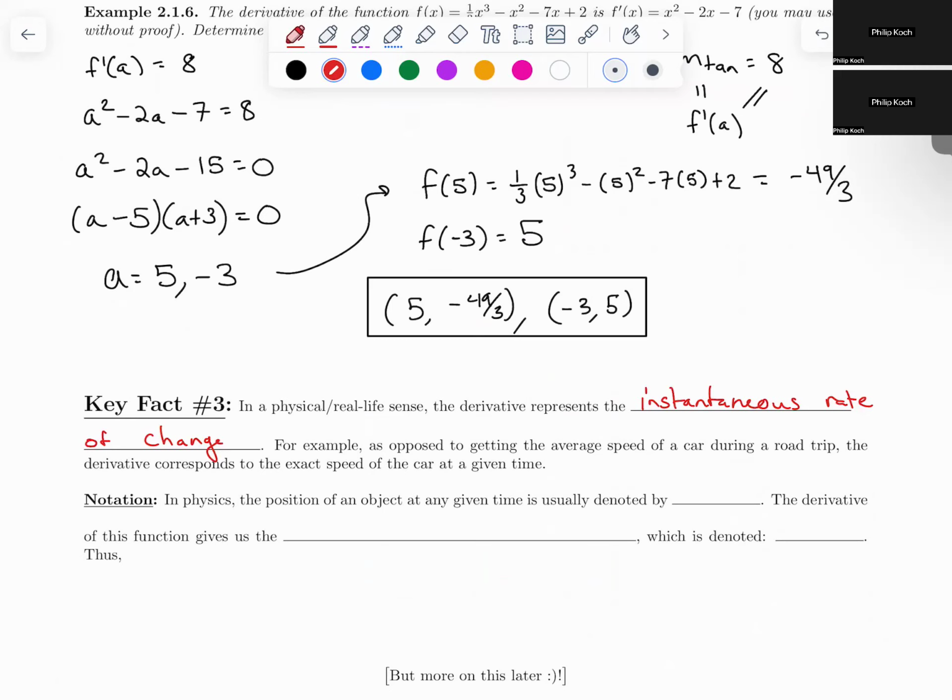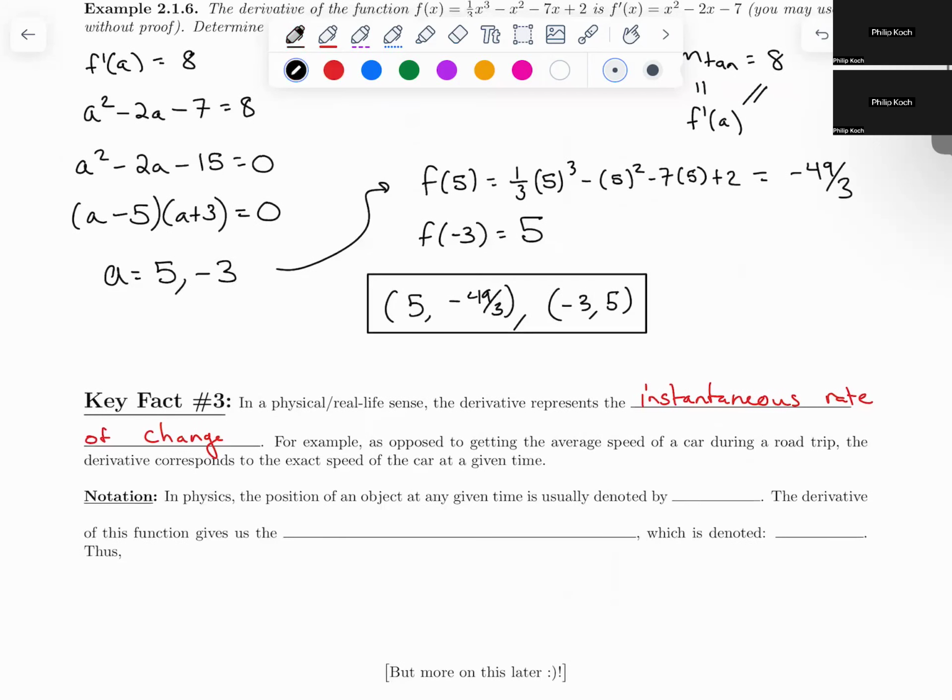But how does your odometer work? Your odometer is basically doing calculus for you. Not really, but essentially it is. If you want to know your instantaneous rate of change, that's your velocity. So in physics, the position of an object at any given time is usually denoted by s of t. Why? I have no idea.